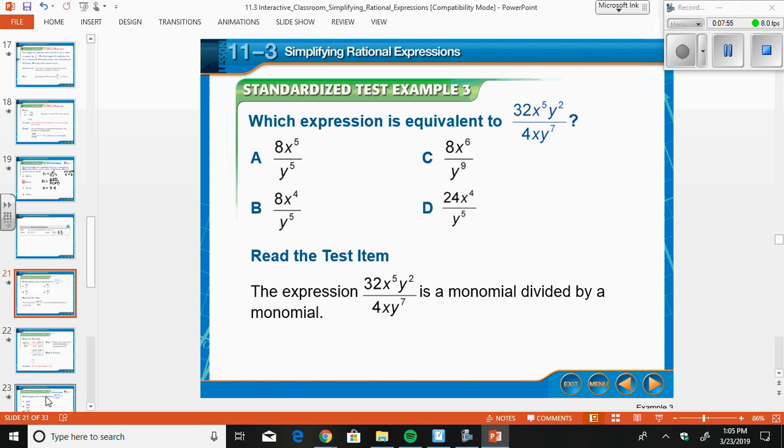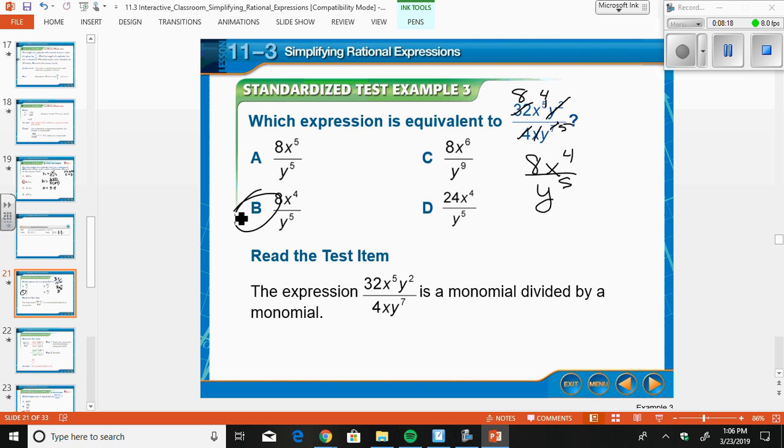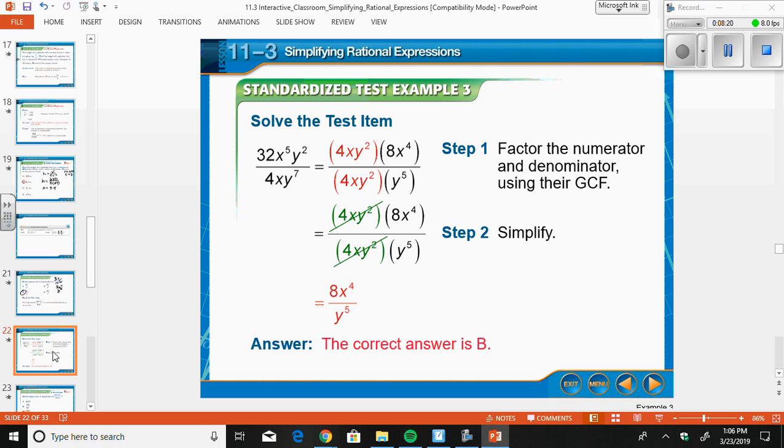So which expression is equivalent here? So what can we take out? Well, we have a 4 in common. We have 1 x in common, which leaves me with x to the 4th on top. We have 2 y's in common, which leaves me with y to the 5th on bottom. So that's 8x to the 4th over y to the 5th. So the answer is B.